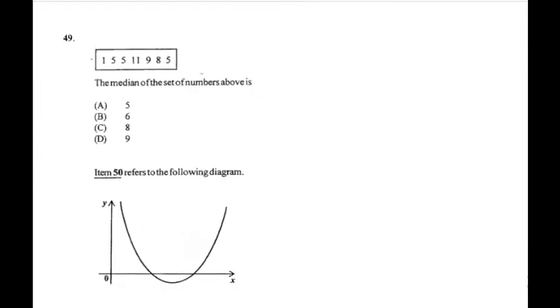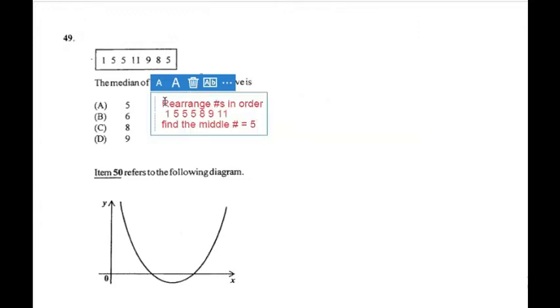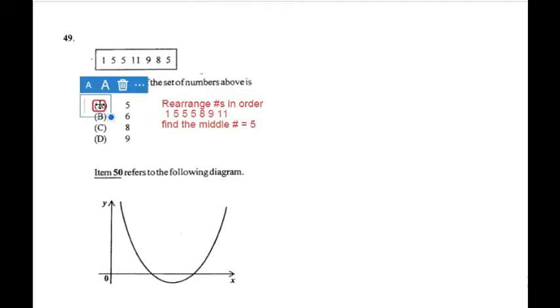49. The median of the set of numbers above is, so remember guys, with median you always rearrange your numbers from either highest to lowest or lowest to highest, biggest to smallest, smallest to largest, and then find the middle number. Remember, median is looking for the middle number. So in this case, our answer is A, which is 5. If there were 2 numbers in the middle, you find the mean or the average.